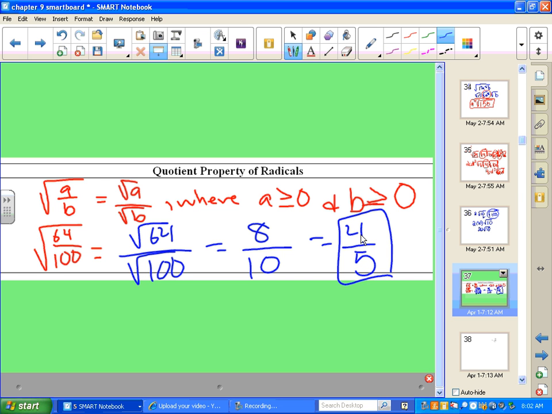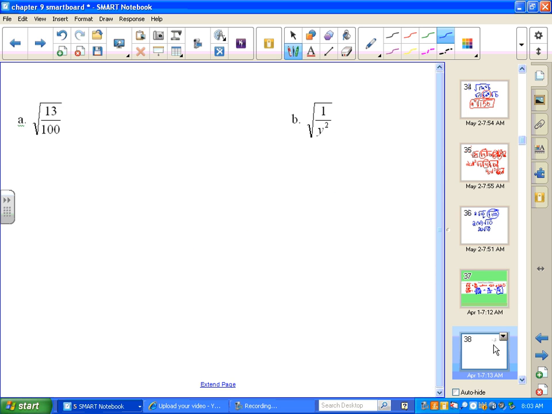Okay, so quotient property of radicals is very similar to product property of radicals. Okay, example A, we have square root of 13 over 100. The first thing you do is separate them into square root of 13 over square root of 100. Alyssa, which one of those is perfect?